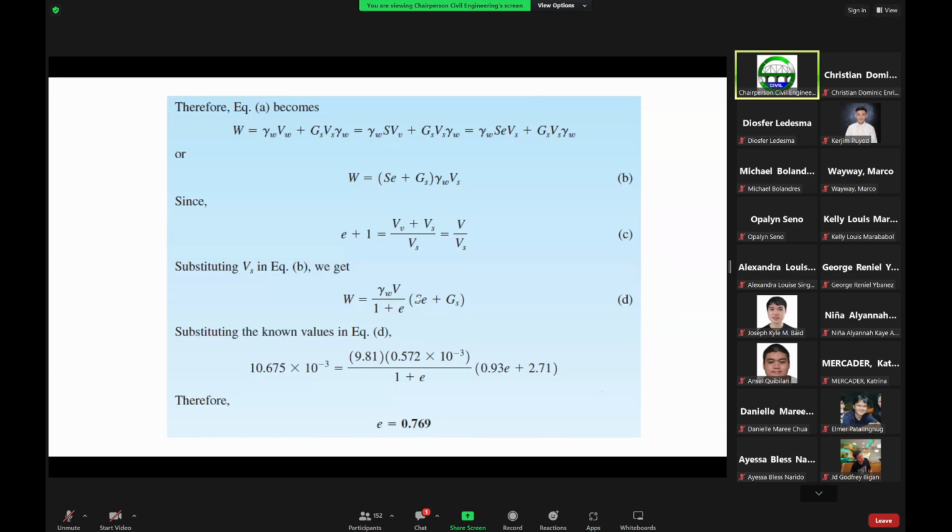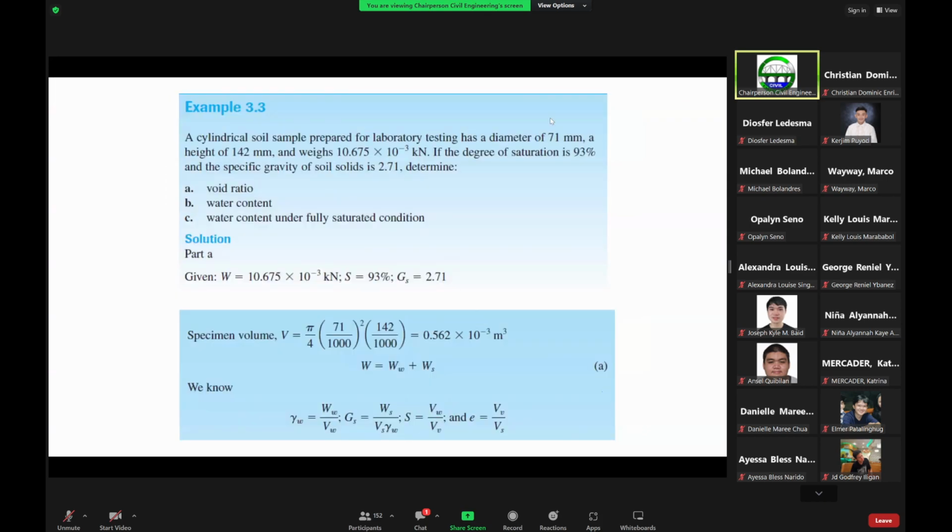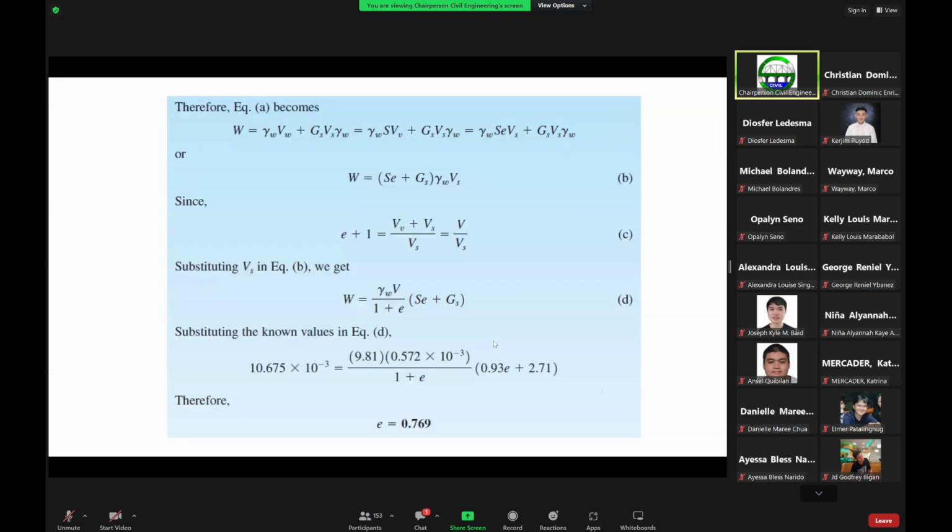And then the degree of saturation is given. That's 93%, but in the formula we always use the decimal form. That's 0.93 e plus the specific gravity of the solids, over 1 plus e. From here you can use your calculator. You can do trial and error, or you can use the quadratic formula if you like. Using algebra, you can solve for the void ratio, which is 0.769.